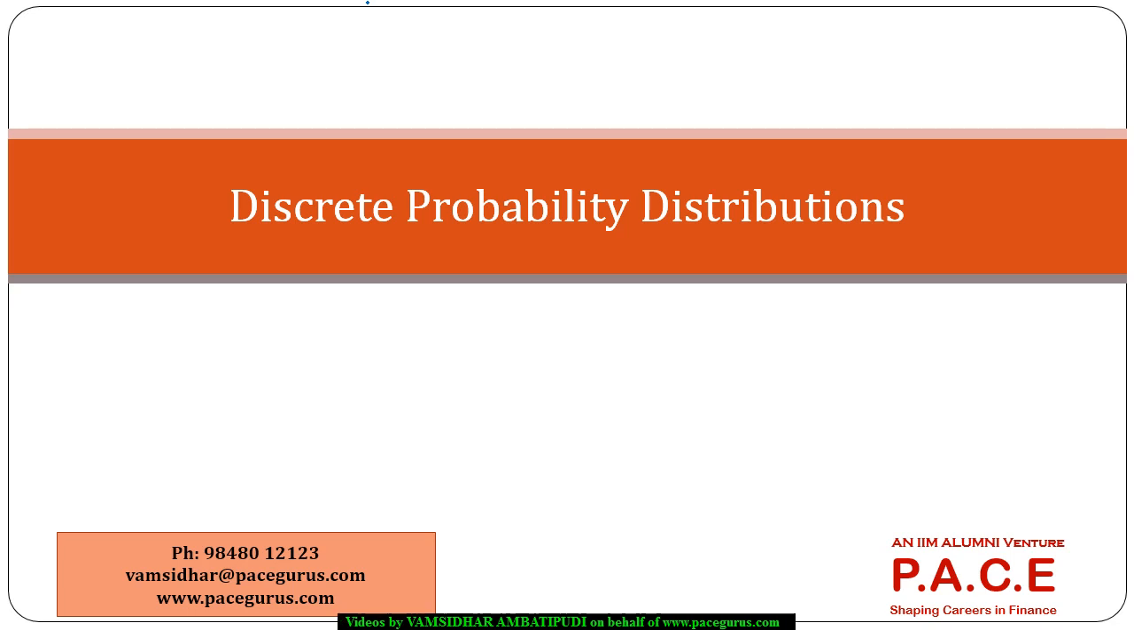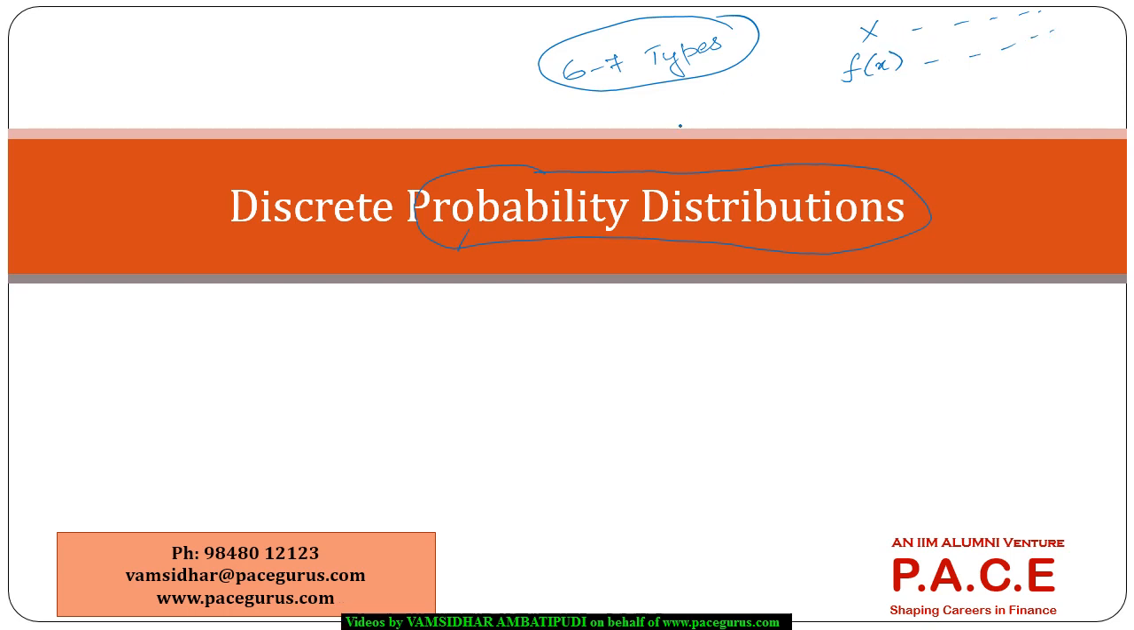In this session, we will be discussing different types of discrete probability distributions. Almost 6 to 7 different types are what we are discussing. We already know the word probability distribution. It's a function, f of x, wherein you are talking about different values that a random variable could take and their corresponding probability. This is what we call the probability distribution.